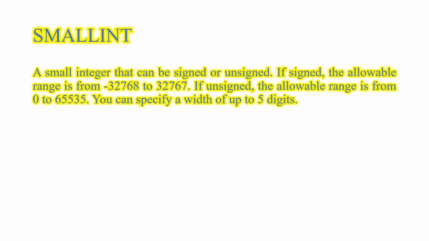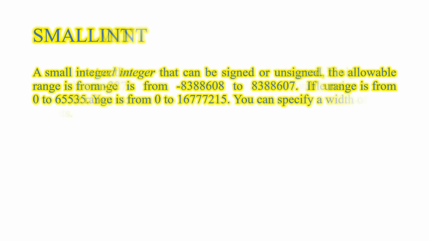The next type is small int, a small integer that can be signed or unsigned. If signed, the allowable range is from -32768 to +32767. 0 is also included. If unsigned, the allowable range is from 0 to 65535. You can specify a width up to 5 digits.